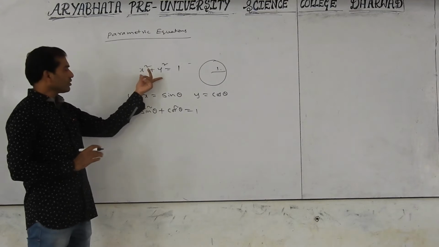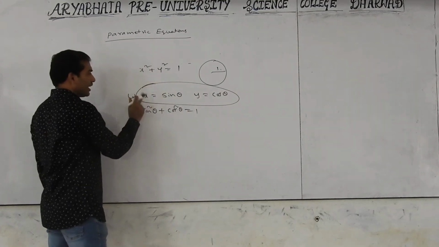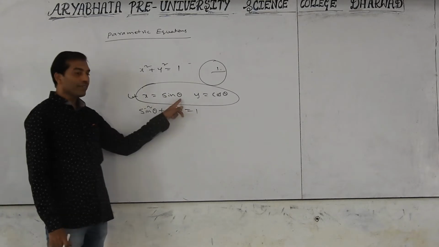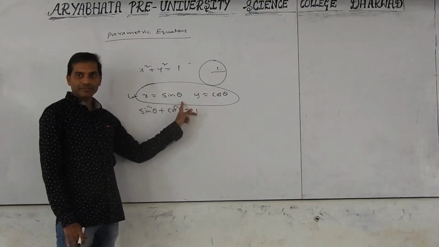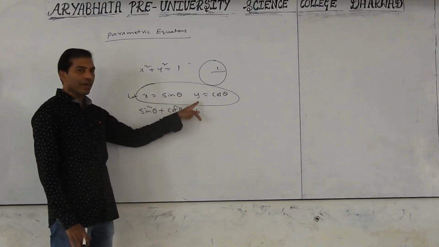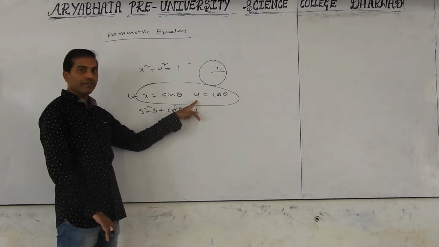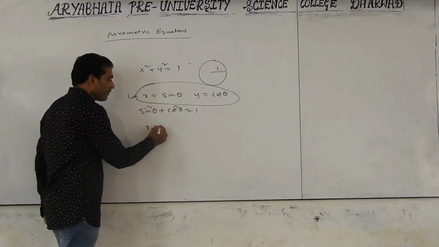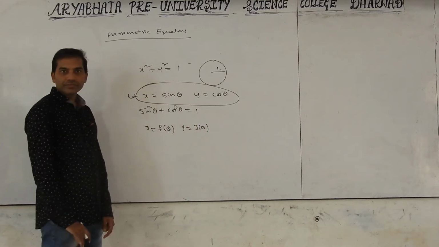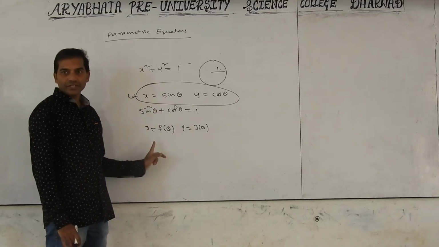So in this equation, how many variables are there? Two variables. Now in this, how many variables? x, y, theta. We got a third variable. What is it? That is theta. Are you following? The relation between x and y is in the form of x is equal to f of theta, y is equal to g of theta. Then this equation is said to be a parametric equation.